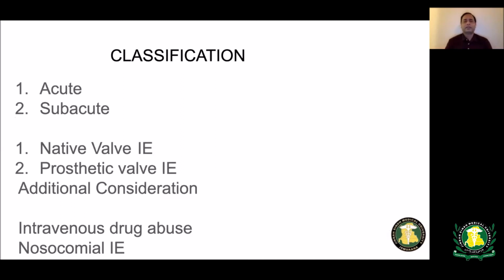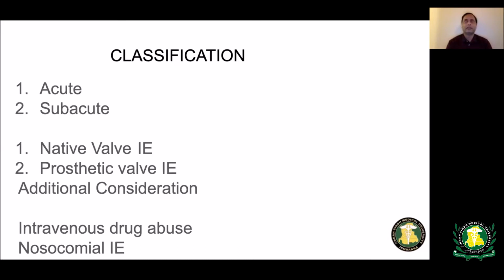So the classification of endocarditis: usually we classify it as acute or subacute, but for general practical purposes, it is classified as native valve endocarditis versus prosthetic valve endocarditis. And sometimes, based upon the patient's prior history of intravenous drug abuse or their immune status, we can also classify them as nosocomial infective endocarditis versus a normal person's infective endocarditis. But most of the time, when we see the patient in the hospital, we categorize them as native valve endocarditis and prosthetic valve endocarditis.